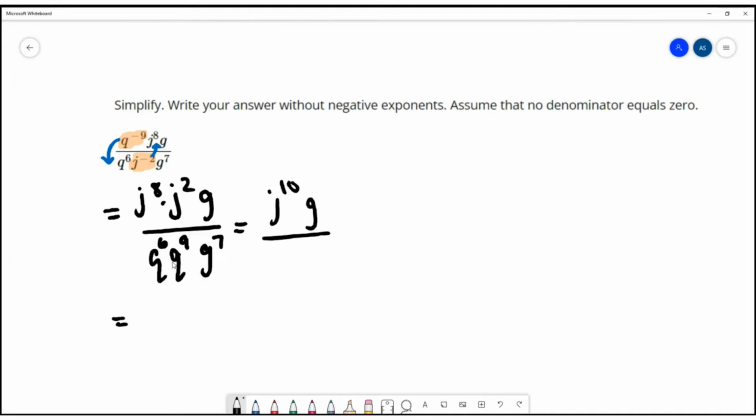And I've got these q variables with the same base multiplied, so I'm going to use the product rule on them to add the exponents. That gives q to the 15th. And then for the quotient rule, I would divide these two, subtracting the exponents. So this has an exponent of 1 minus 7, that's negative 6. And because it's negative, I'm going to put it in the denominator. Make it g to the positive 6. So my final answer here is j to the 10th over q to the 15th, g to the 6th.